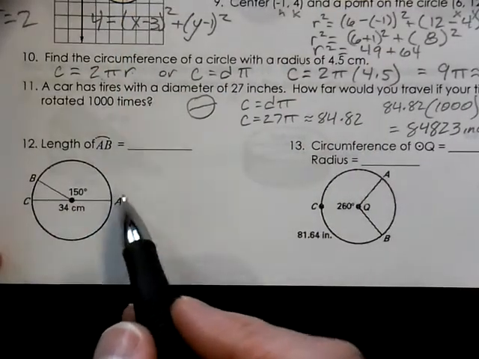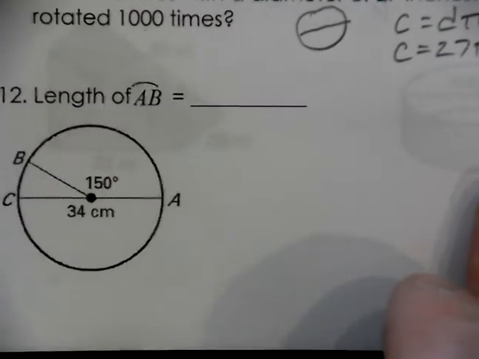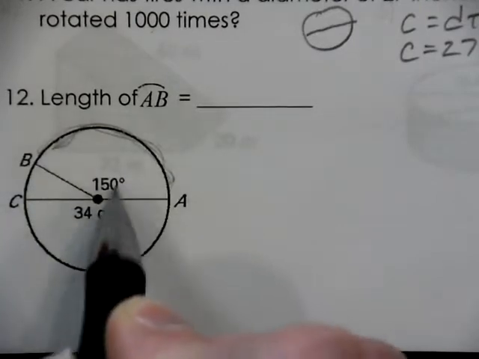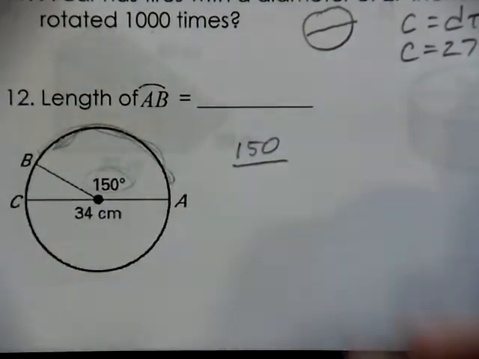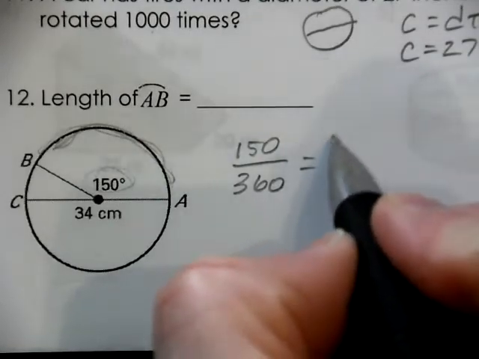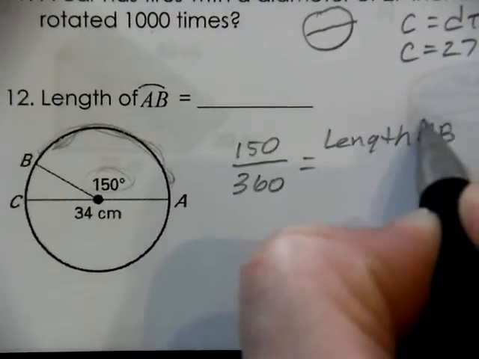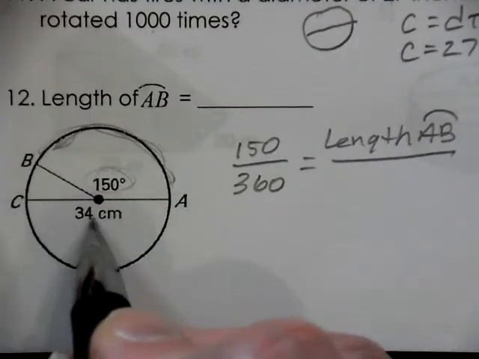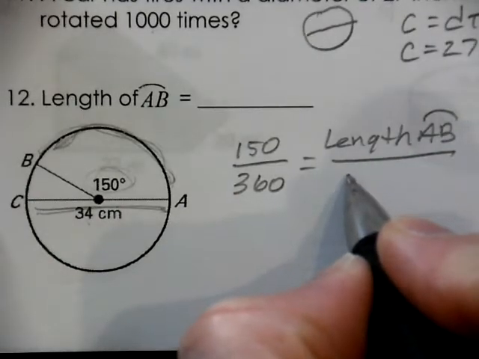The arc length. We're looking for the arc length of A to B. That means we need to know this central angle. So 150 over 360 is going to equal the arc length of arc AB over the circumference, which this 34 is implying that it's across the whole amount. So it's diameter times pi.